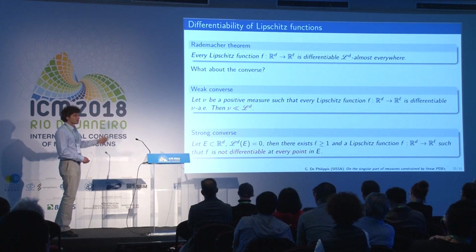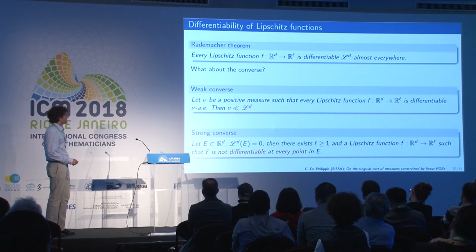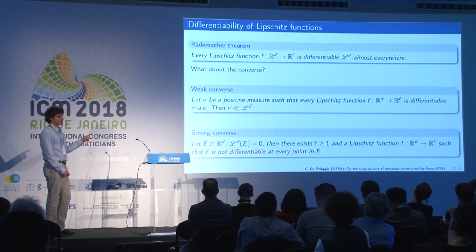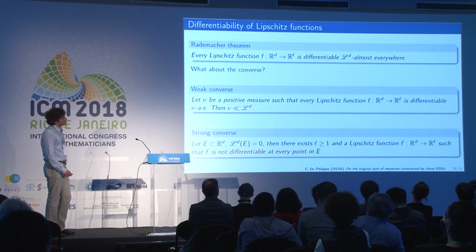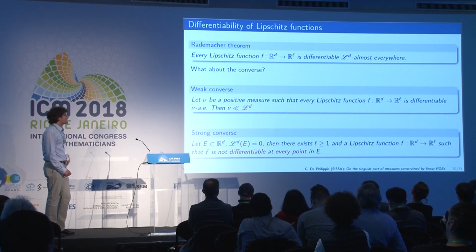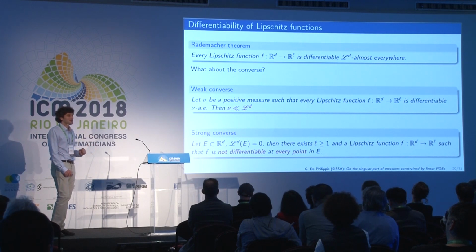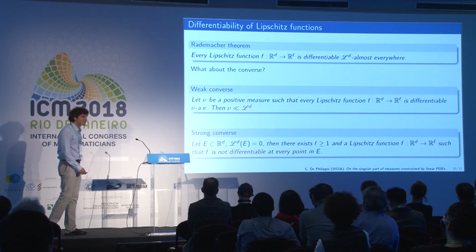I mean, if you have a measure which is absolutely continuous with respect to the Lebesgue measure, then it satisfies Rademacher's theorem. The strong converse is actually much more precise and tells you that every time you have a null set E in R^d, then you can find a Lipschitz function which takes values in some R^l, this would play somehow a role, such that it is not differentiable at any point of E. Okay? As the name suggests, the strong converse implies the weak converse.